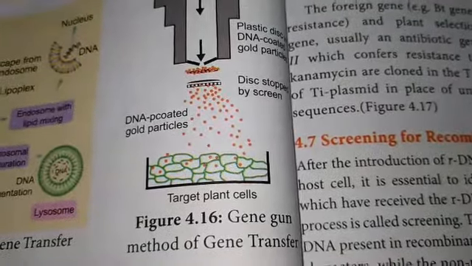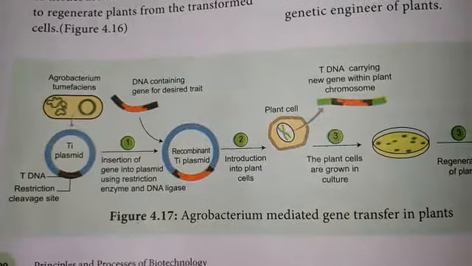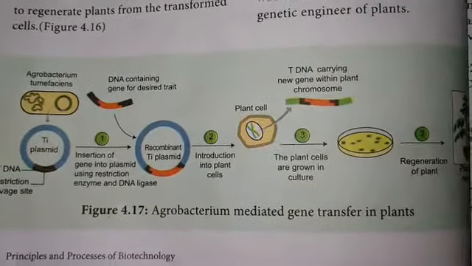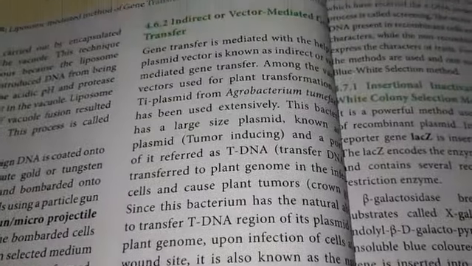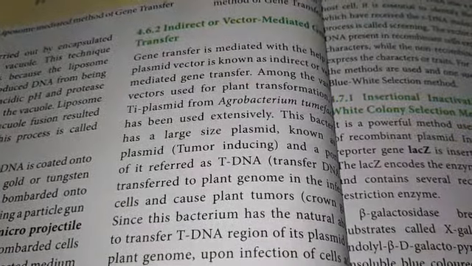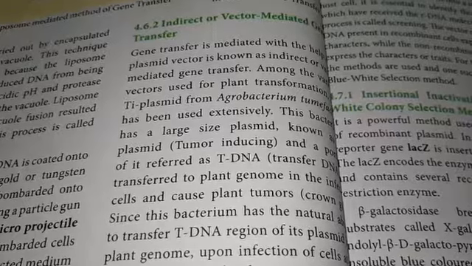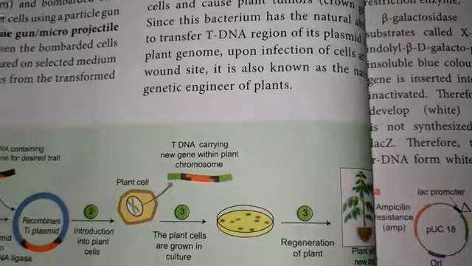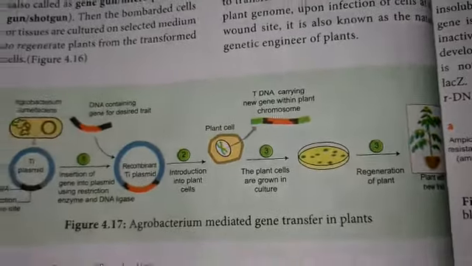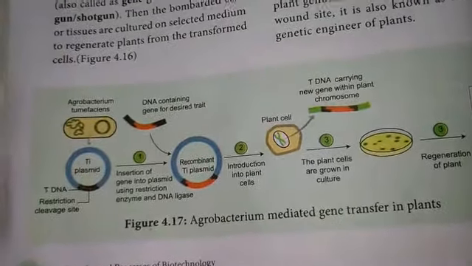The next topic is indirect or vector mediated gene transfer. Indirect or vector mediated gene transfer takes place by a plasmid vector. The gene transfer which is mediated by, or takes place with the help of, a plasmid vector is known as indirect or vector mediated gene transfer.